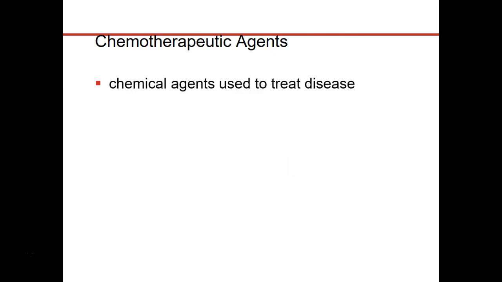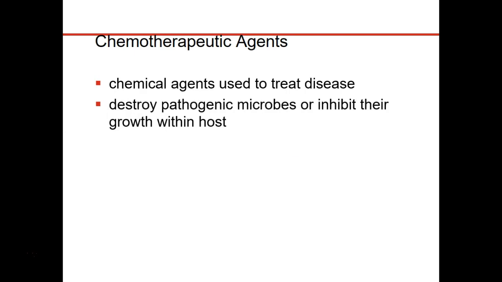So what are chemotherapeutic agents? These are agents that are used to treat disease. They're chemicals used to treat diseases. They're either going to kill outright different microbes, or they inhibit the growth of microbes, and then the host's immune system will actually kill off the pathogen.